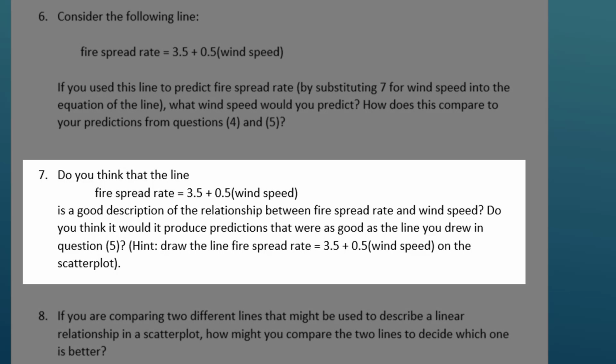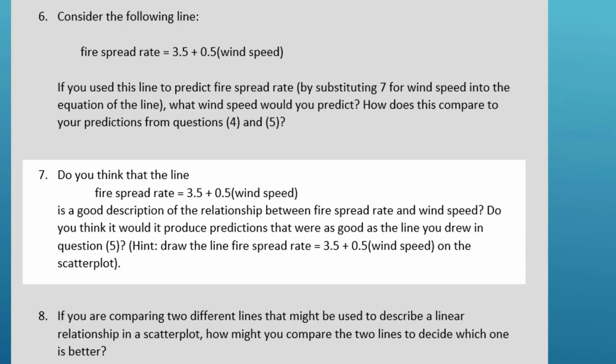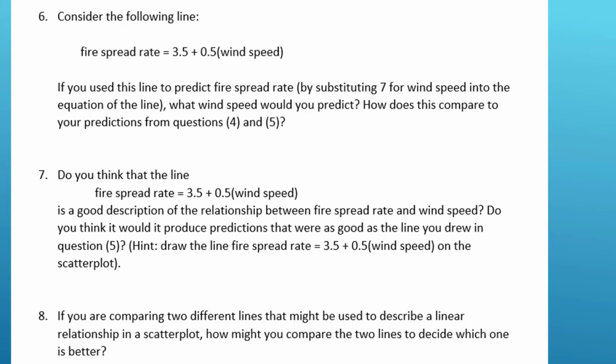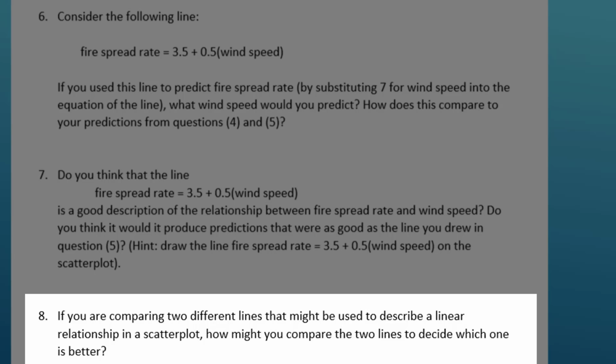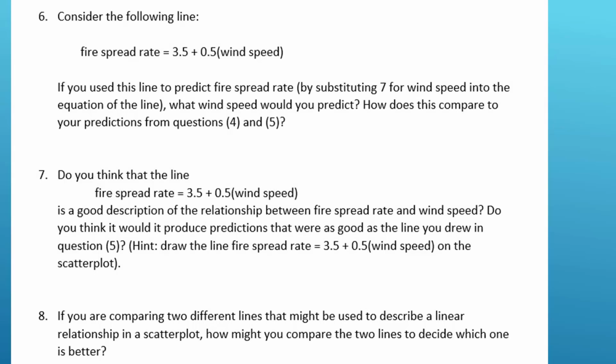question 7. The point of these questions is that the line provided in question 6 will result in a predicted value of 7, which is about the same as the prediction students will have made using their eyeball good fit line. But when they plot this line, it's clearly not a good line for describing the relationship between wind speed and fire spread rate. This leads to the final question that asks students to think about what would make for a good line. This question could be used for class discussion, and students should get to the idea that a good line is one that is as close as possible to the points in the scatter plot.